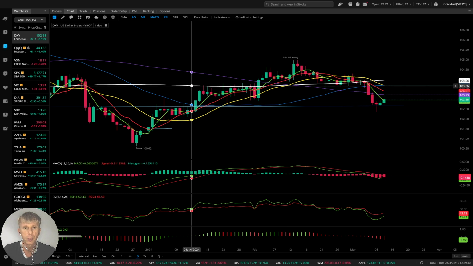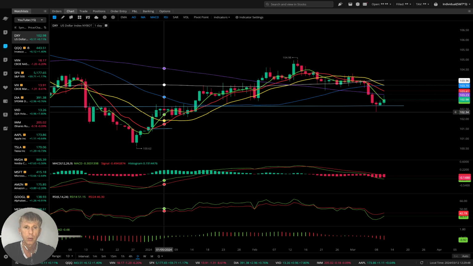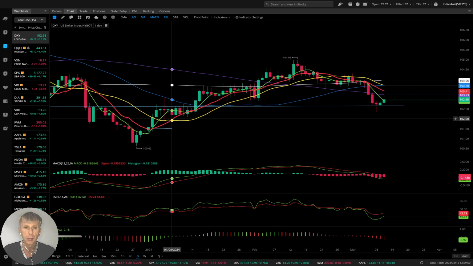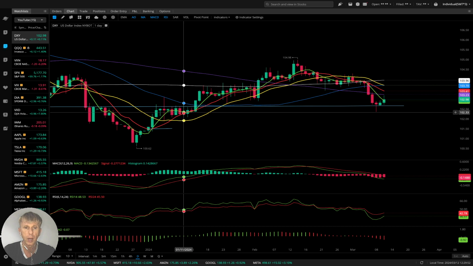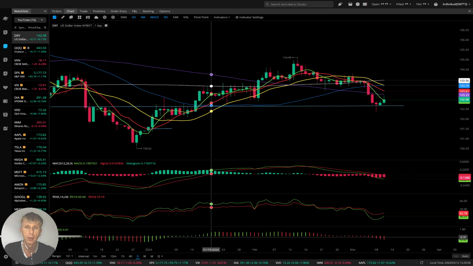I'm using simple moving averages: white line MA200, purple line MA100, blue line MA50, yellow line MA20, red line MA10, green line MA5. Below, MACD indicator, RSI indicator, and awesome oscillator bars. That's all. Very simple. It's not easy because emotions are involved. If you follow the indicators, you will be successful because indicators do not have emotions.